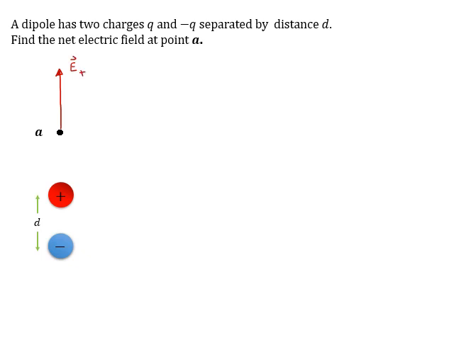We know that the electric field due to the negative charge points straight down. We'll call that E minus. And we know that the net electric field at point A is the vector sum of E plus and E minus. Okay, next, why don't we put in a coordinate system?